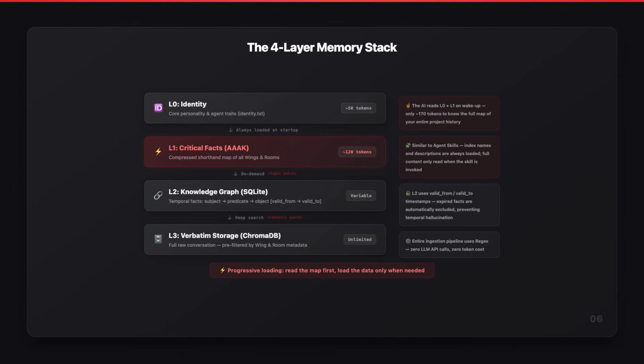And unlike enterprise cloud memory APIs that burn massive amounts of tokens behind the scenes, MemPalace parses ingestion using incredibly fast local regular expressions. The entire ingestion pipeline has a 0-token tax. It is entirely free.